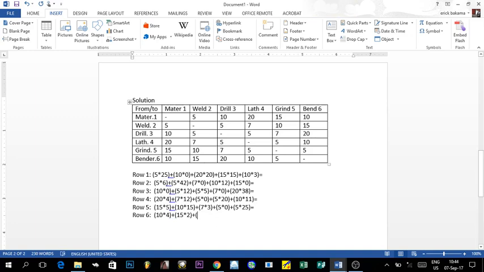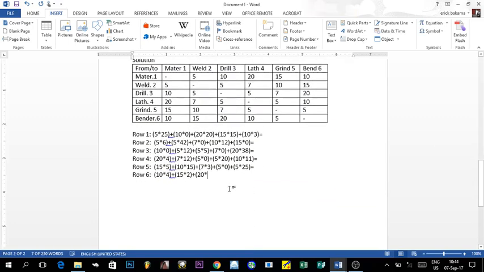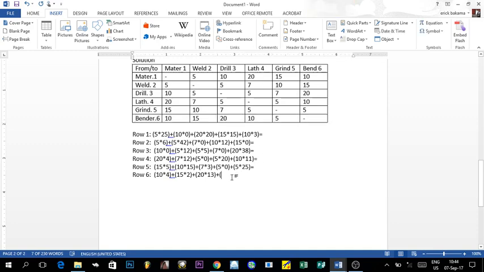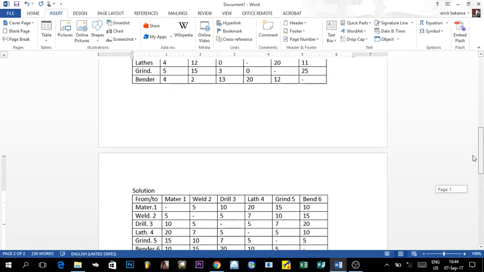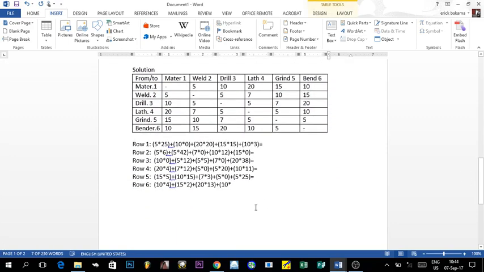Plus bender and drill, which is 6 and 3, the distance is 20. That we multiply by bender and drill. So we look at bender here and drill, we have 13. That means you have 13 units here. Plus now it's room 6 and room 4, which gives us 10, that we multiply by bender and lathe. The number of units that are moving is 20, so we have 20 here.